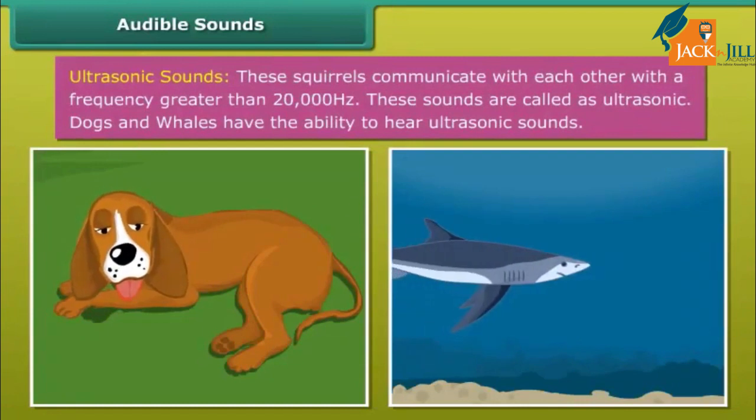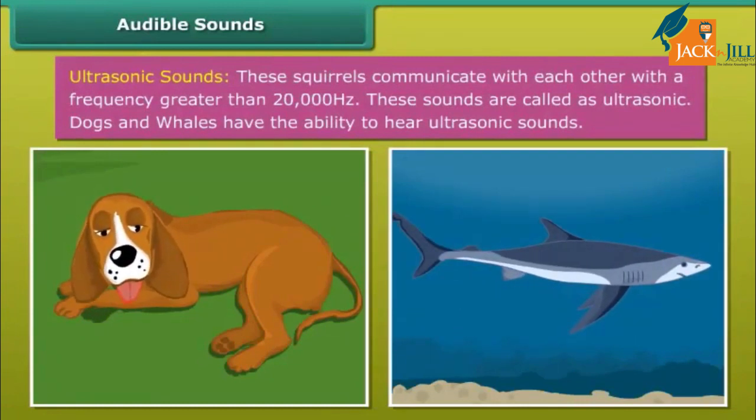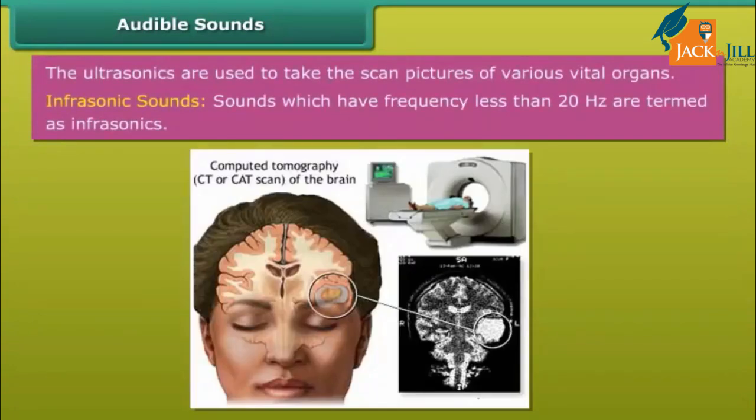Ultrasonic sounds. These squirrels communicate with each other with a frequency greater than 20,000 Hz. These sounds are called ultrasonic. Dogs and whales have the ability to hear ultrasonic sounds. Ultrasonics are used to take scan pictures of various vital organs.